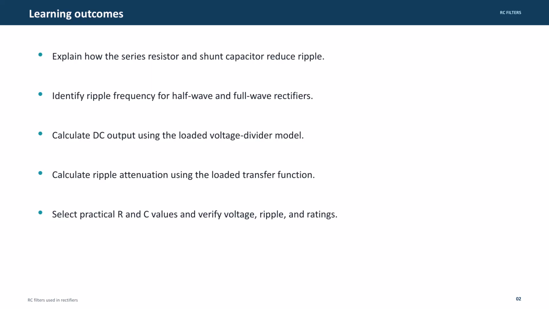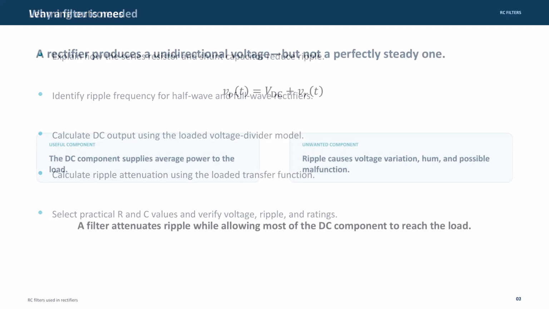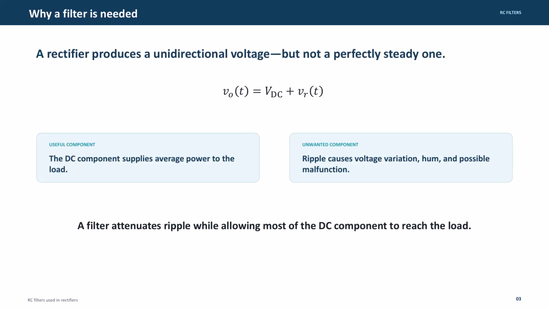The final verification is important. Selecting component values is not sufficient unless the predicted DC voltage, ripple, resistor dissipation, and component ratings all satisfy the original requirements. The rectifier output is unidirectional, but it contains two parts.